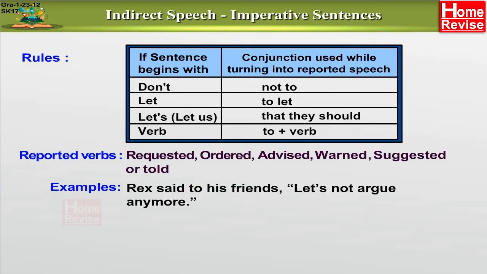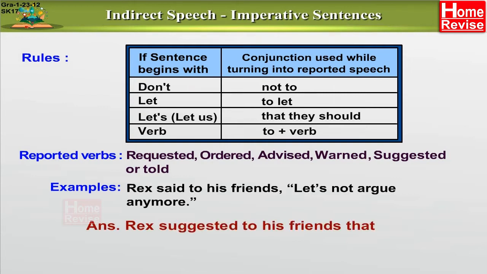Let's take one more example. Rex said to his friends, "Let's not argue anymore." What is Rex doing? Rex is suggesting something. Let us is the phrase which always shows some suggestion. So which reporting verb is to be used? Suggested. Rex suggested to his friends that they should not argue anymore.